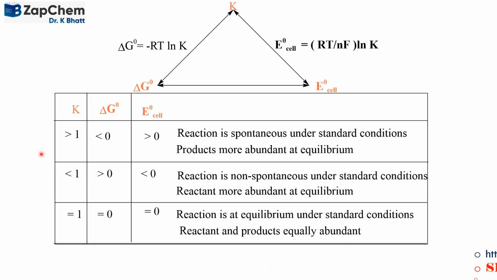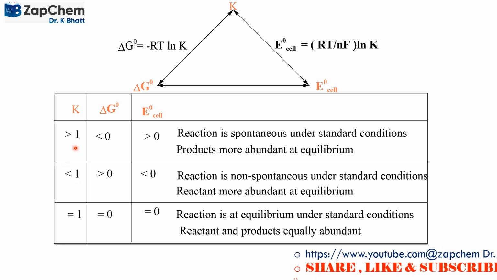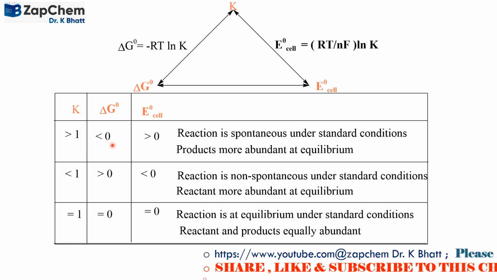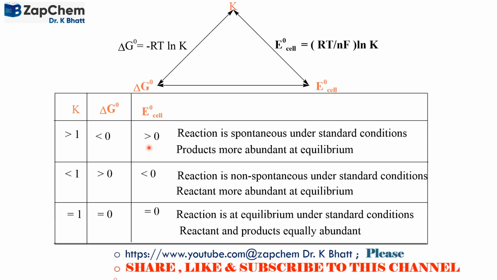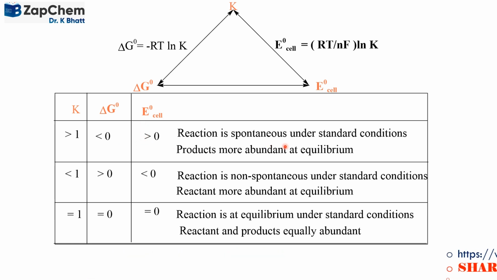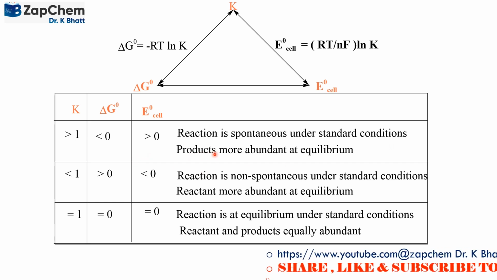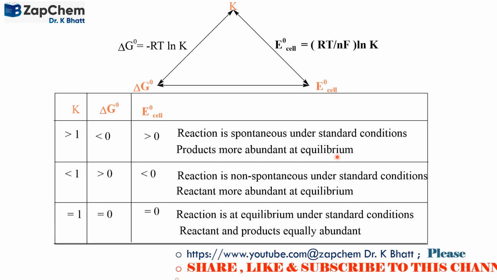And then here is the outcome of what we have learned. If K is greater than 1, delta G is less than 0, and E cell is greater than 0, the reaction is spontaneous under standard conditions. The product is more abundant at equilibrium.